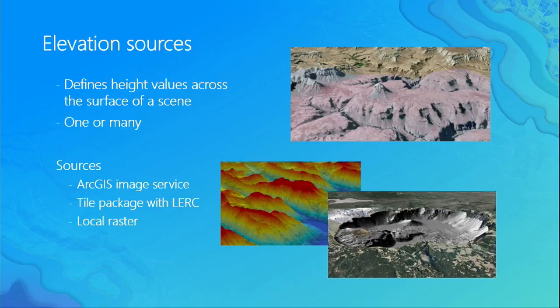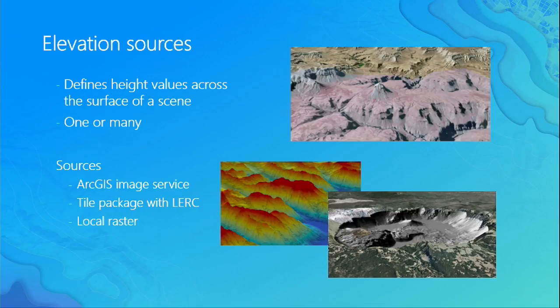Now granted, if you're creating a tile package of your raster data, then you're actually just getting a picture of your data at different levels of detail. If you want to work with your raw elevation data as rasters themselves, we support that as well. If you're working with local raster files, you can work with many at once. You can package these in a mosaic dataset and utilize those within Runtime today. So all of those are sources that you can use for elevation.